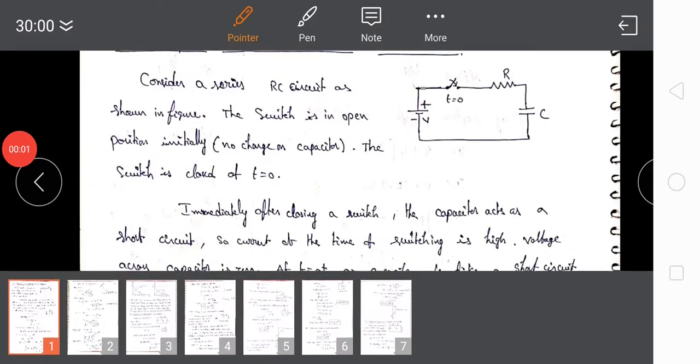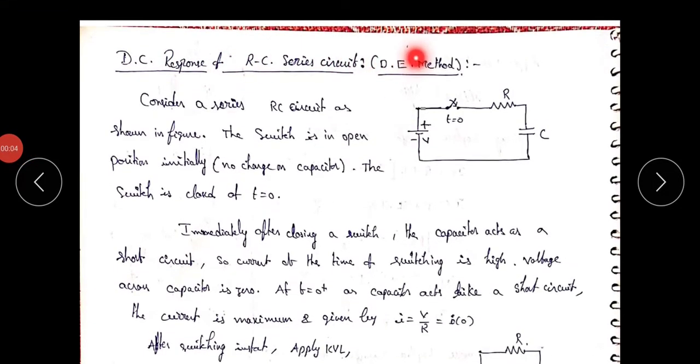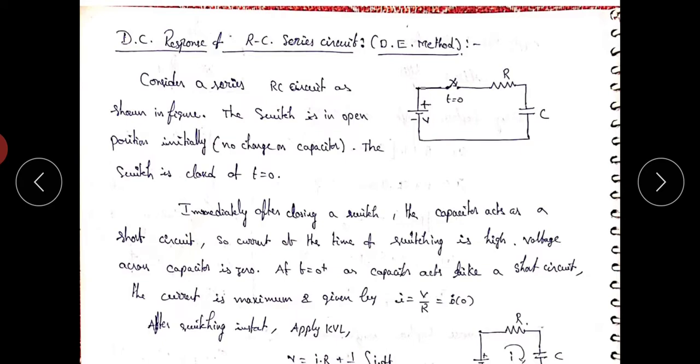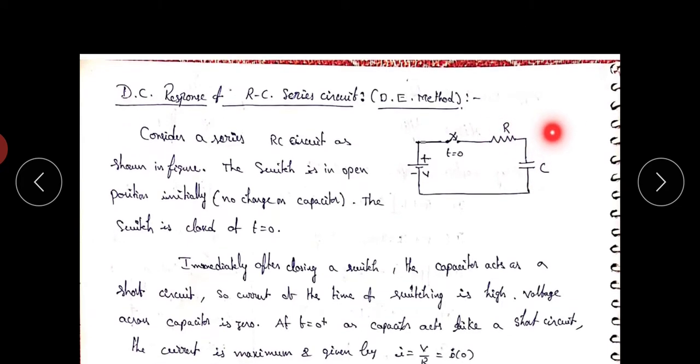Okay, now I would like to explain the DC response of an RC series circuit by using the differential equation method and the Laplace transform method. So consider a series RC circuit as shown in the figure. Here the resistor and capacitor are connected in series. This is one series RC circuit.